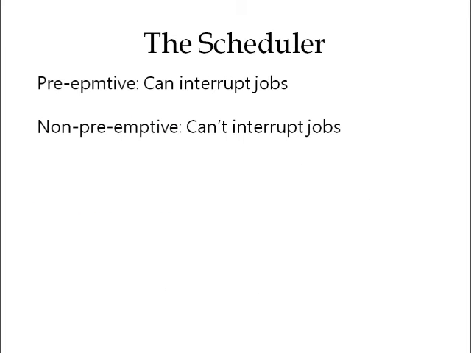There are two types of scheduler. Preemptive, meaning jobs can be interrupted while in the running state, and non-preemptive, where they can't be interrupted.